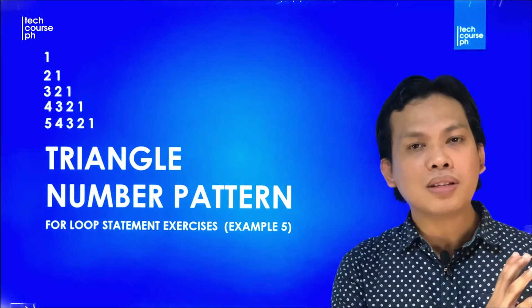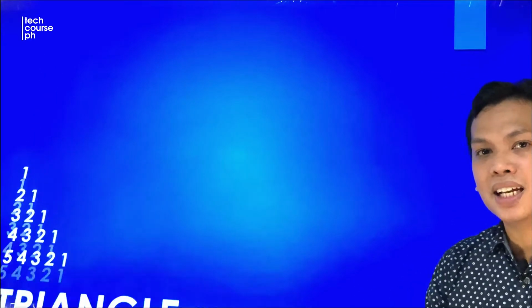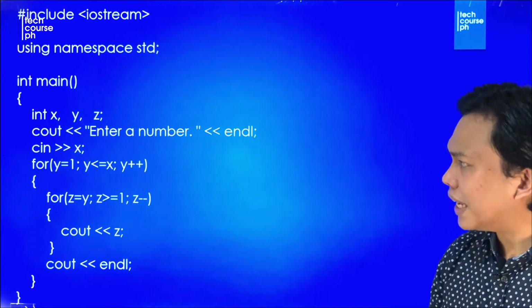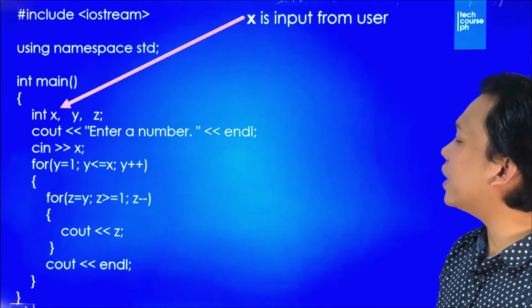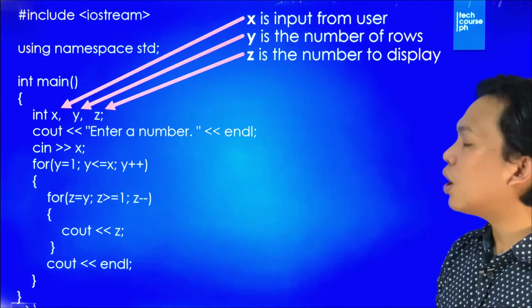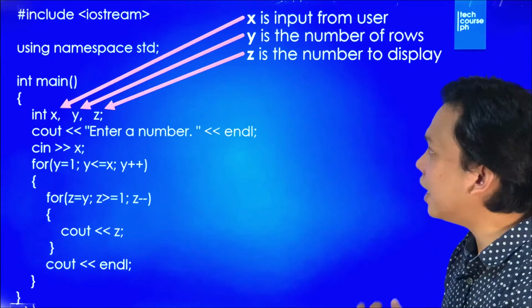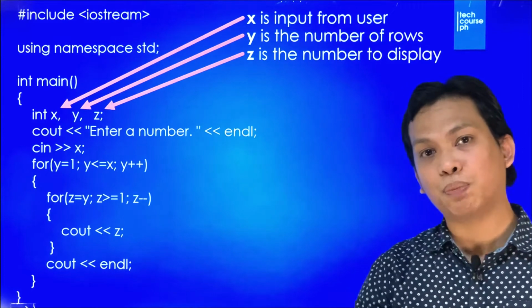Different doon sa mga nauna nating example. So, let's discuss the source code in C++. Again, meron tayong 3 variables, x, y, z. X is for the input from the user. Y is the number ng rows natin sa ating triangle. And then yung Z natin is the number na i-display natin per row.